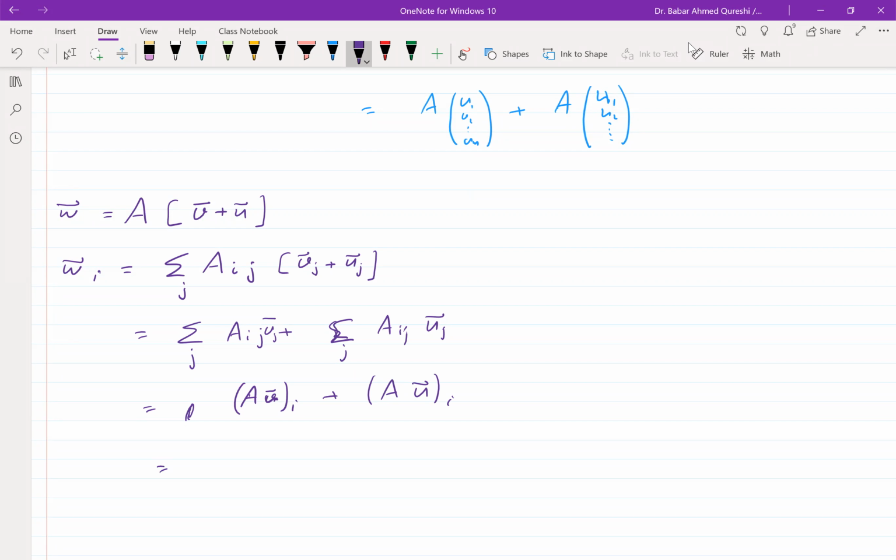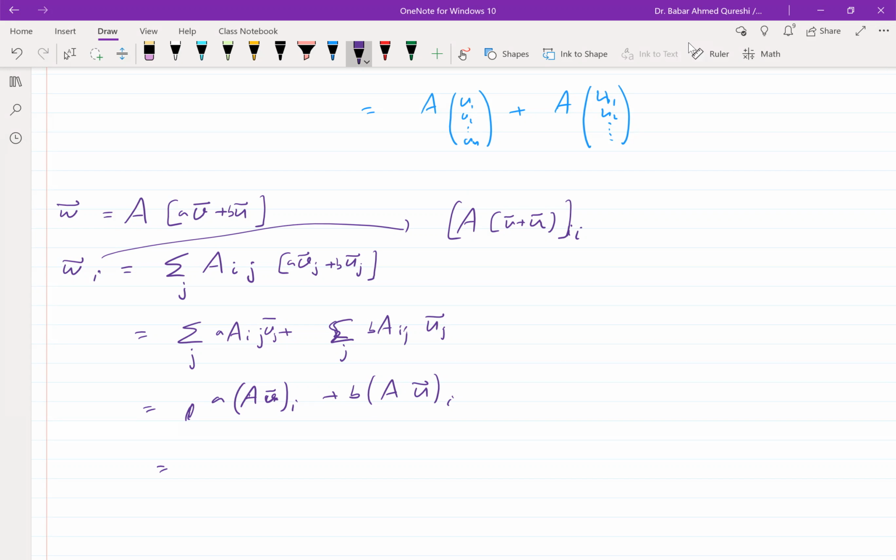But we started from here. This was the ith component of A acting on U plus V. So the components match, it means they're the same vector. So this action of A matrix product does split on these vectors. And similarly, you can check scaling. I could have probably included it over here, and you get the full linearity. So matrix product over the vectors is linear.